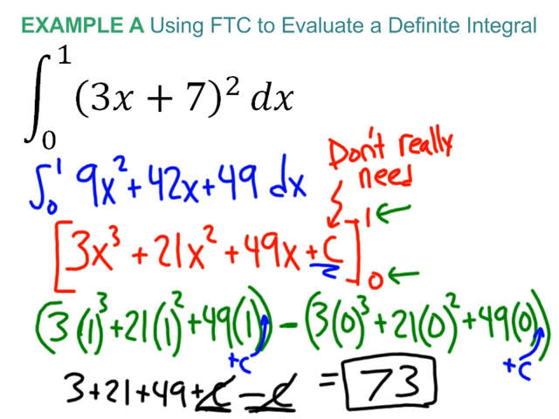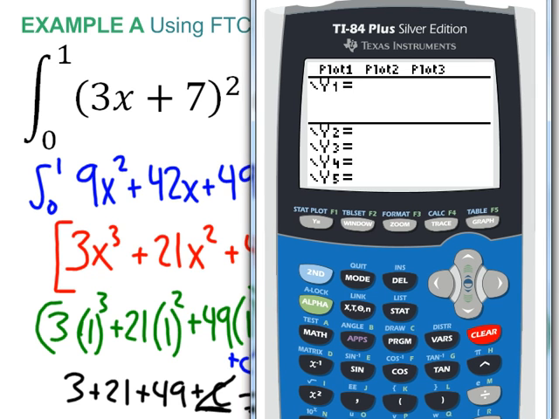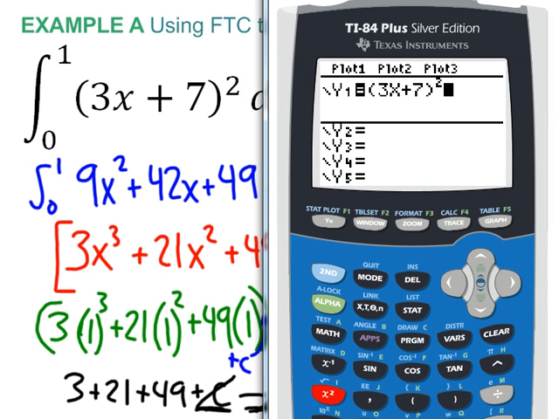So let's get the calculator up here, and this is something I'm going to want you to check regularly, get in the habit of checking. Let's put 3x plus 7. And I want to remind you, you're typing in the original integrand here, the 3x plus 7 squared. Often students get confused and type in the antiderivative, the 9x squared plus 42x plus 49. No, we're typing in the original there.